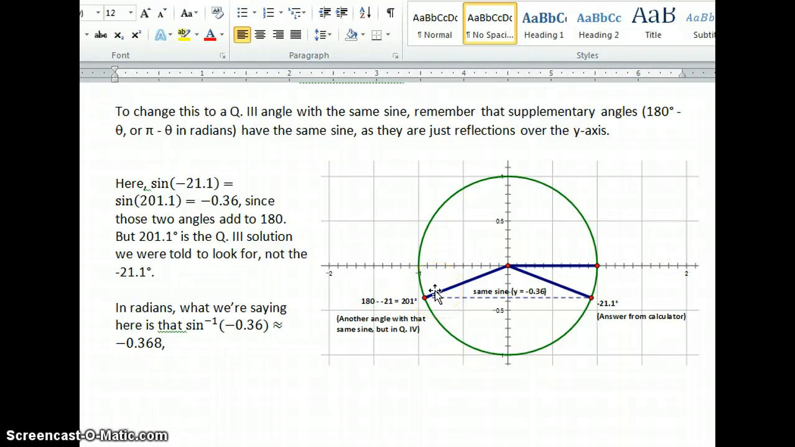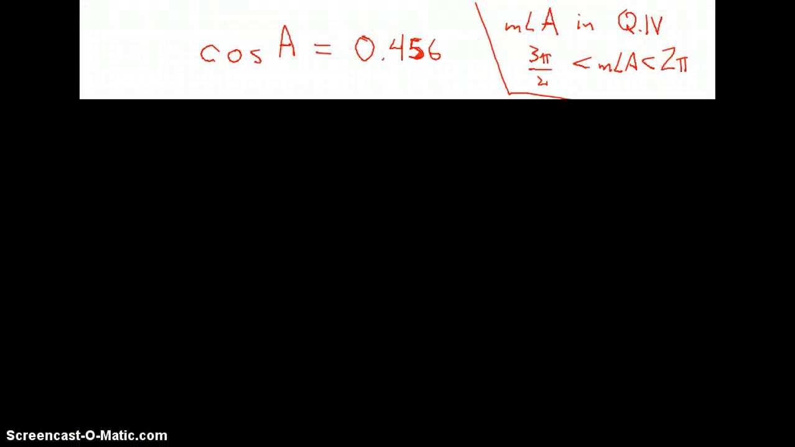And as we go on, we'll talk about what happens if you had a cosine and you had to find the equivalent in another quadrant, or what if you had the tangent and you had to find the equivalent in another quadrant.